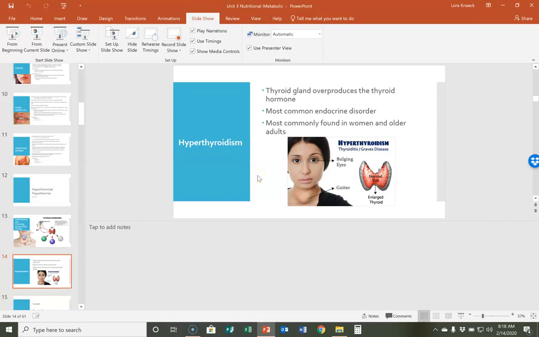Okay, so we're going to start off with hyperthyroidism. Hyper meaning too much, excessive. So with hyperthyroidism, the thyroid gland overproduces the thyroid hormone, and we're focusing on the T4. This is the most common endocrine disorder, and it's commonly found in women and older adults. There's a picture here that shows what we expect to see: some bulging eyes, possibly a goiter with that enlarged thyroid gland.